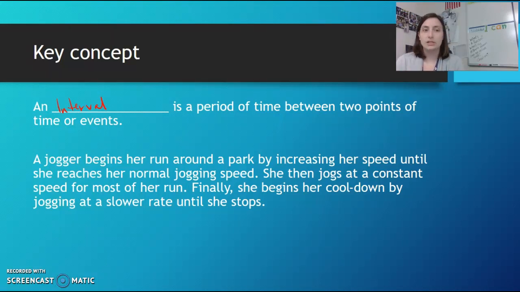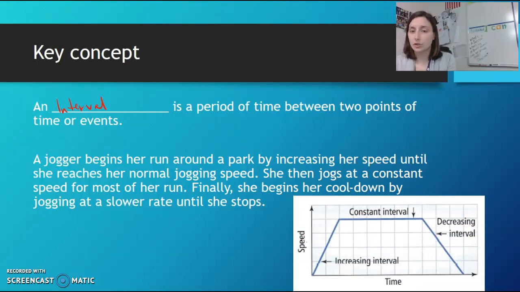So, for instance, a jogger begins her run around a park by increasing her speed until she reaches her normal jogging speed. She then jogs at a constant speed for most of her run, and finally she begins her cool down by jogging at a slower rate until she stops. So, this is the kind of thing that we're talking about, increasing and decreasing intervals. We don't have specific times. We're just going to look at sketches and determine based off the graph.